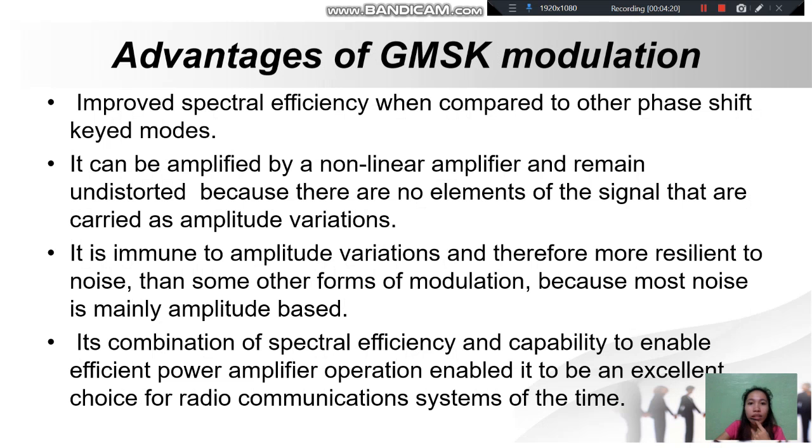Next are the advantages of GMSK modulation. First, it improves spectral efficiency when compared to other phase shift keyed modes. Next, it can be amplified by a nonlinear amplifier and remain undistorted because there are no elements of the signal that are carried as amplitude variations. Next, it is immune to amplitude variations and therefore more resilient to noise than some other forms of modulation because most noise is mainly amplitude based. Lastly, its combination of spectral efficiency and capability to enable efficient power amplifier operation made it an excellent choice for radio communication systems of the time.